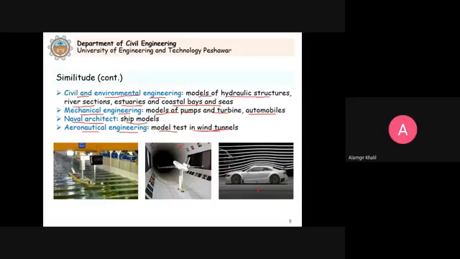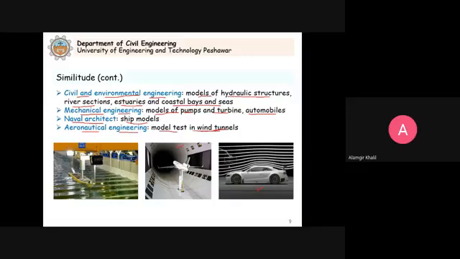So in that case, you see, similitude is when you conduct a test on a scale model, and then from the model, you predict the performance of the actual structure. This is similitude. Now here, I give you different examples that this similitude can be used in many areas of engineering.